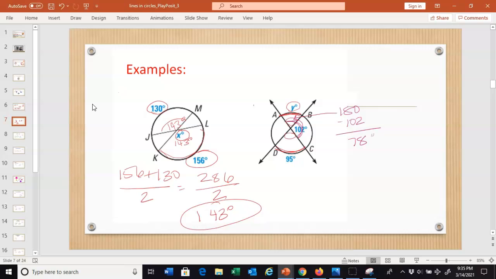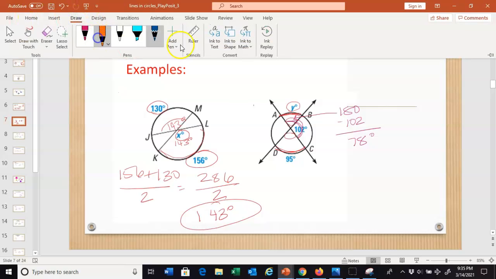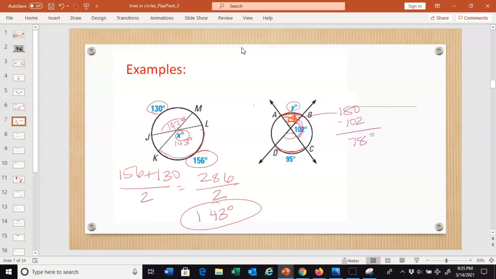So that's 78 degrees. So that means this is 78 and this is 78 because those are vertical angles. So now let's set it up. We know that the angle, so this should have said x over here, the angle equals, so 78 equals the two arcs added together divided by 2. So see, this one's a little bit different. We know the angle measures, and we're trying to find that missing arc measure.